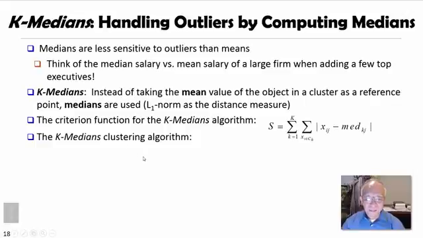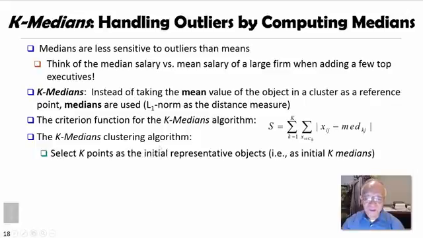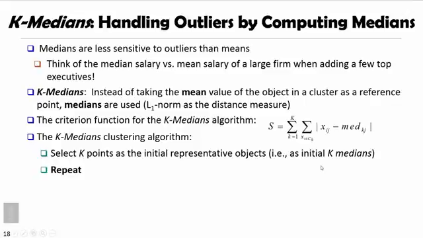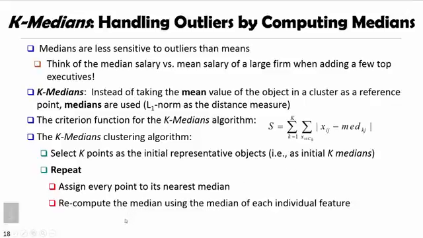The k-medians clustering algorithm is written as follows. At the very beginning, we select k points as the initial representative objects, that means the initial k medians. Then we get into this loop. We assign every point to its nearest median. Then we recompute the median using the median of each individual feature. Then this process repeats until the convergence criterion is satisfied.